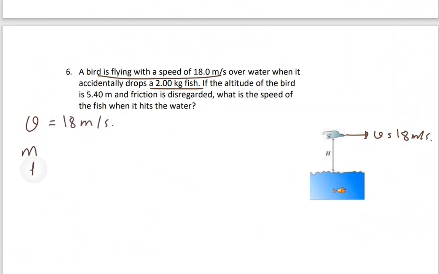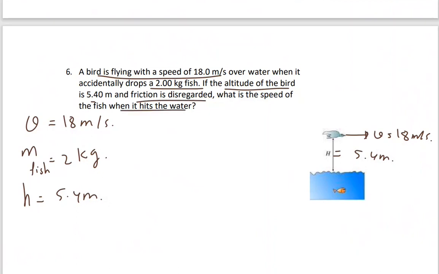The mass of this fish is 2 kilograms. The altitude, the height of the bird and the fish, so h, this height is 5.4 meters. There is no friction, so ignore the friction. What is the speed of the fish when it hits the water? So I need the velocity of the fish, v final of the fish when it hits the water. These are the givens.